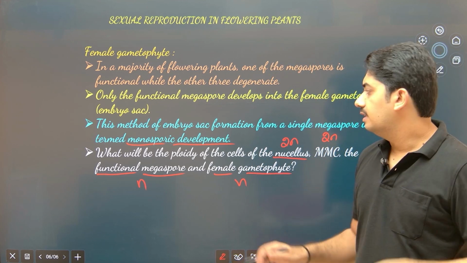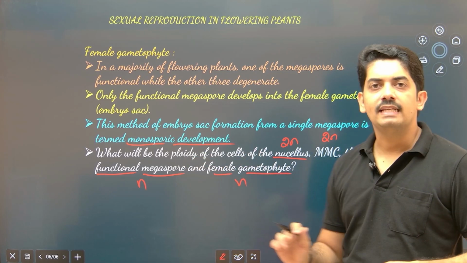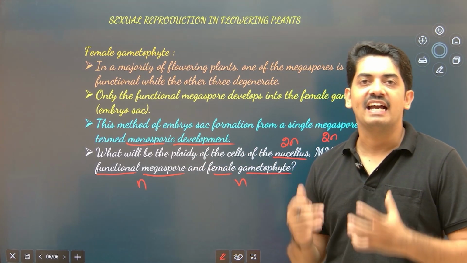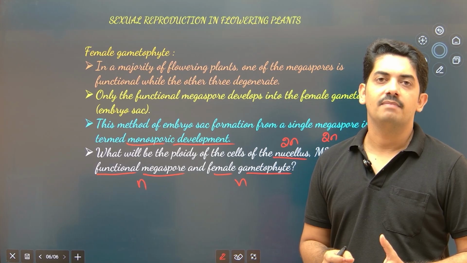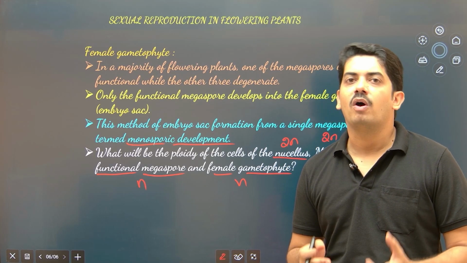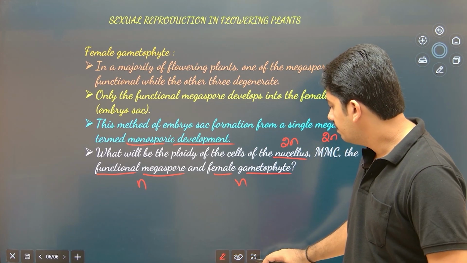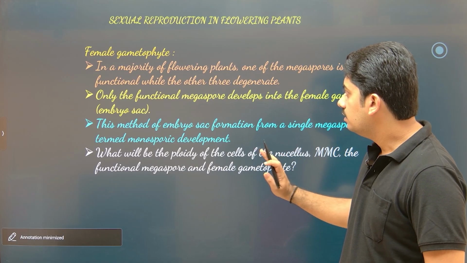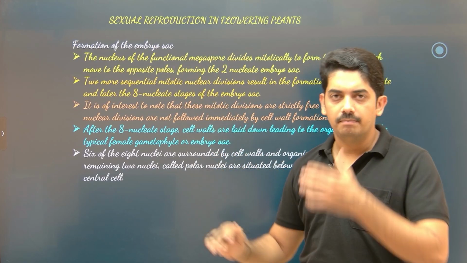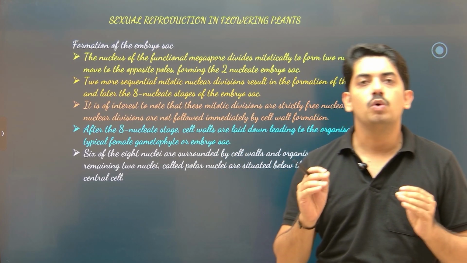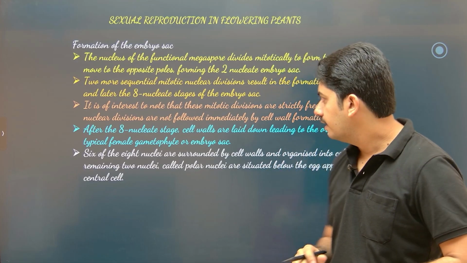Simply by giving this type of question, he is giving the hint that there is a high chance that in competitive exams they ask questions on the ploidy of the cells. Okay, hope this concept is clear for you. Now, formation of the embryo sac. Again, one of the most important topics.